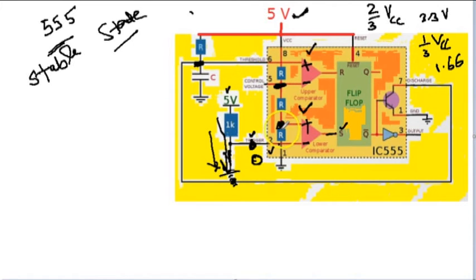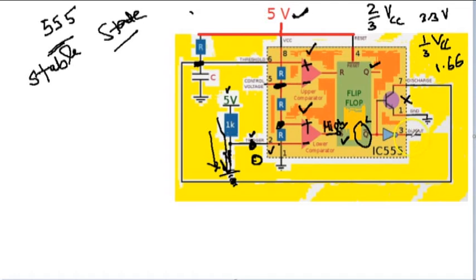What is the voltage here? 1.66. So this is 0, this is 1.66. The plus is at the greater voltage, so this comparator output becomes on. On means high voltage. Set is high, which means Q is high. Q high means Q complement low. This becomes low. The transistor becomes off.